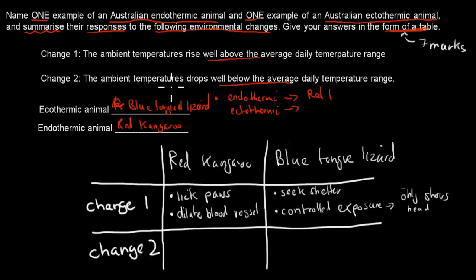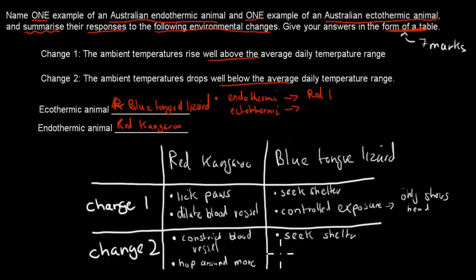Change 2 was when the ambient temperature drops well below, so when it's too cold. There again, 2 for the red kangaroo, 2 for the blue-tongued lizard. For the red kangaroo, it can constrict blood vessels. And it can also hop around more, and hopping around more means more physical activity and more heat production. For the blue-tongued lizard, it will also seek shelter, whether it's too hot or too cold. And it can uncurl its tail, and that's more surface area, more sun, more warming up.